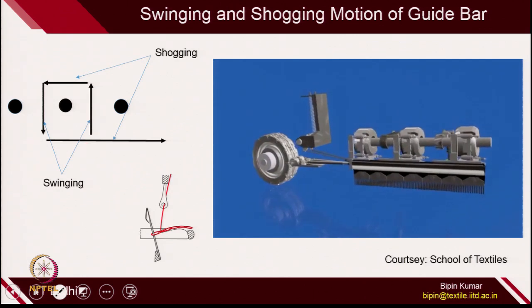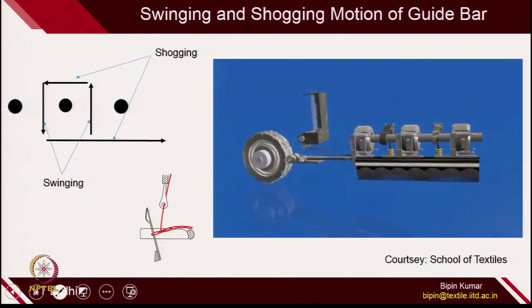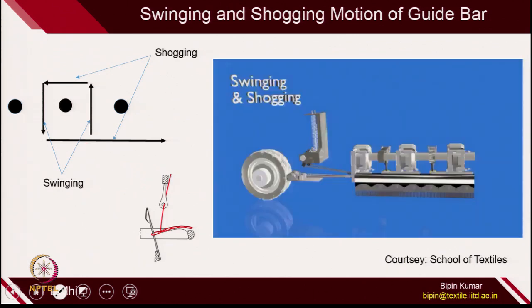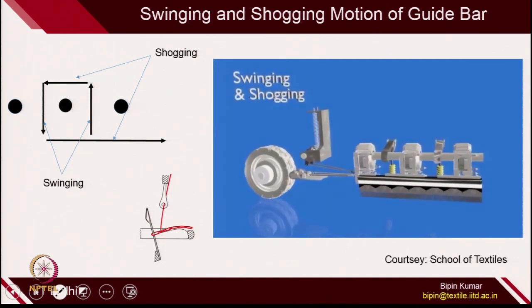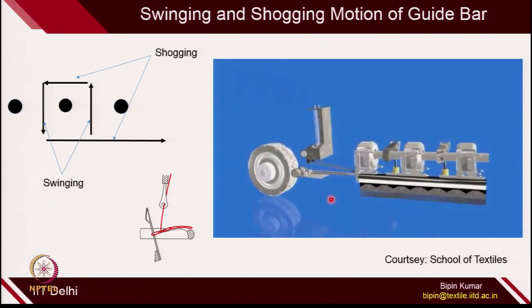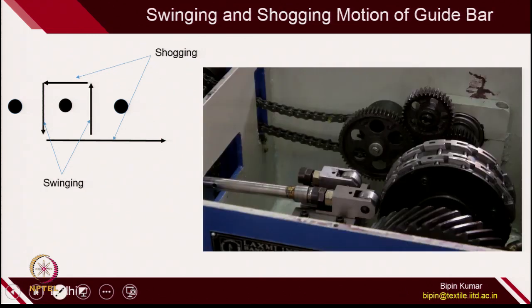Now, let us see the movement of sagging motion. So, swinging and sagging motion actually happen simultaneously during the loop formation in a particular course by a particular guide. So, here is the actual arrangement of the machine.